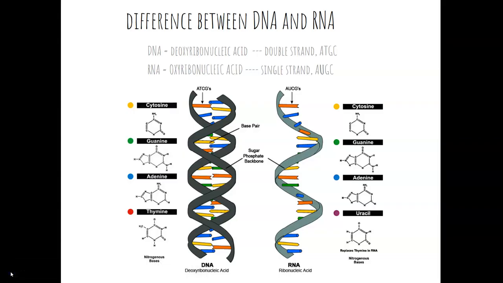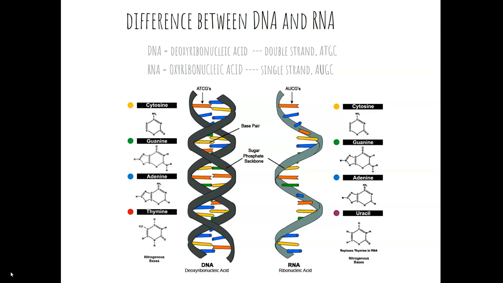DNA and RNA are nucleic acids. They have some similarities and some differences. They're similar because they are made up of nitrogenous bases. They're different in a number of ways. DNA stands for deoxyribonucleic acid. The backbone is made of sugars and phosphates, and the sugar is a deoxyribose sugar.